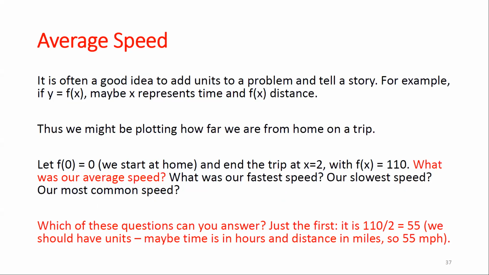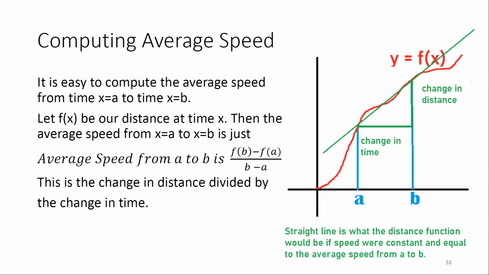So we should have units. Maybe time is in hours, distance is in miles. So the average speed is 55 miles per hour. So computing average speed is not that bad. And this should remind you of some stuff you're doing in algebra.